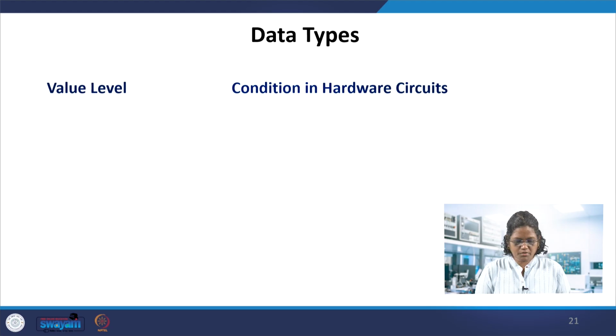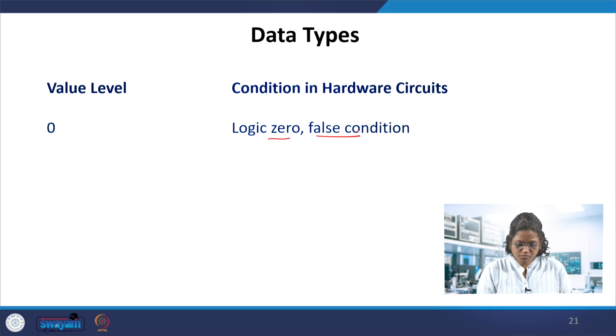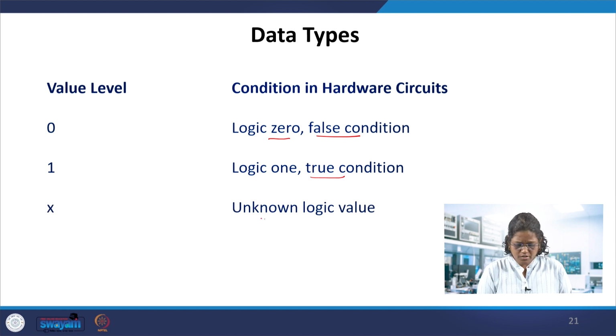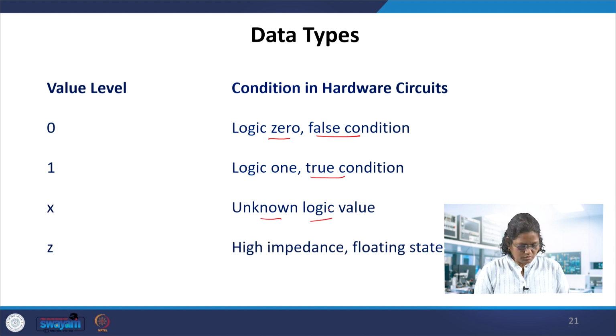So the data types: the value level in the hardware is considered this way. 0 is logic 0, which is the false condition, and 1 is logic 1, a true condition. X is an unknown logic value and Z is a high impedance or floating state. In hardware circuits it is considered unknown, and here it is a floating state.